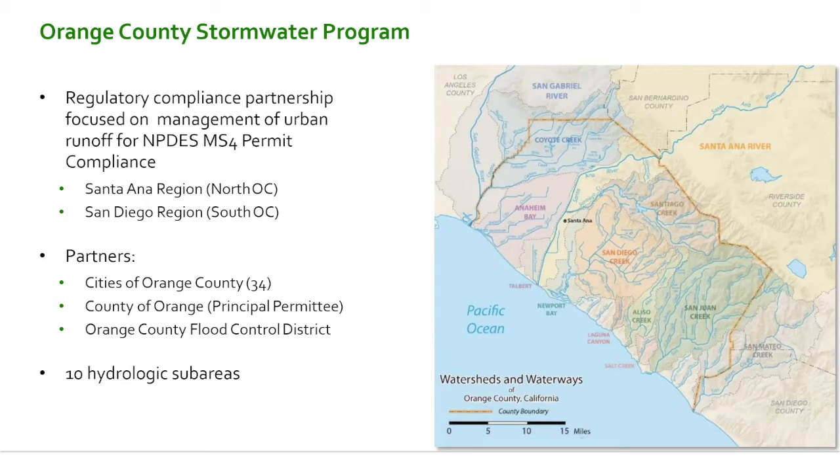For both permits, the county acts as the lead permittee, and we are partnered with 34 cities and the Orange County Flood Control District as co-permittees. And as you can imagine, that leads to some pretty wide, varied regulatory requirements, and we've got a lot of input from a lot of stakeholders and a lot of different interests to consider. Next slide.